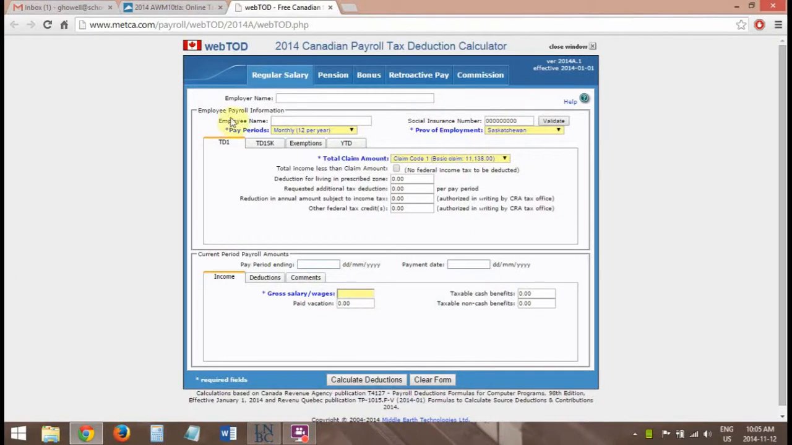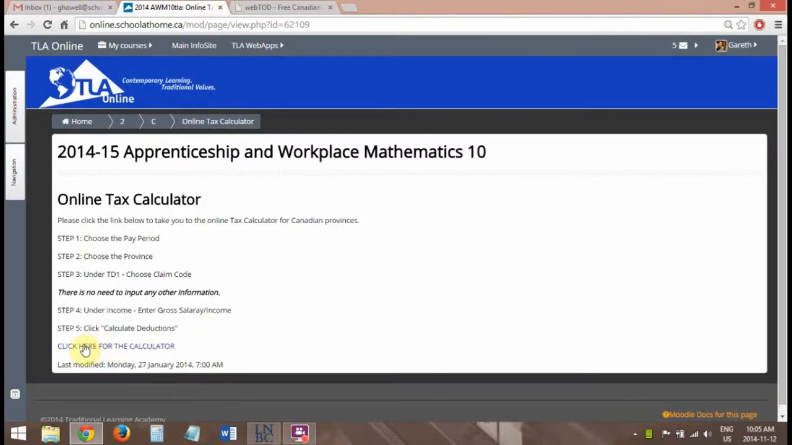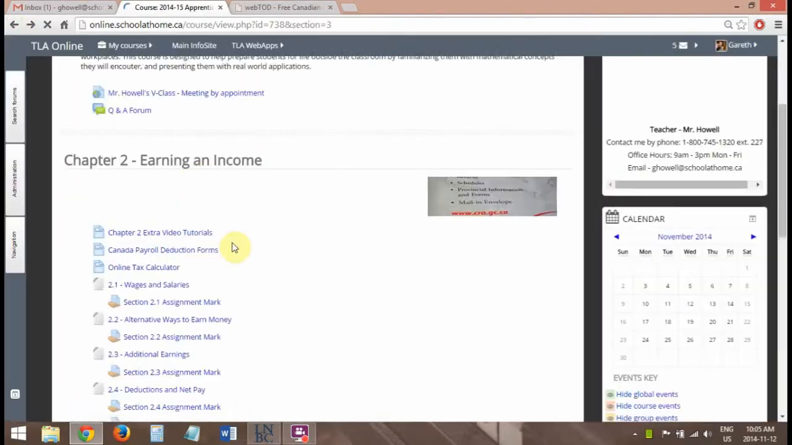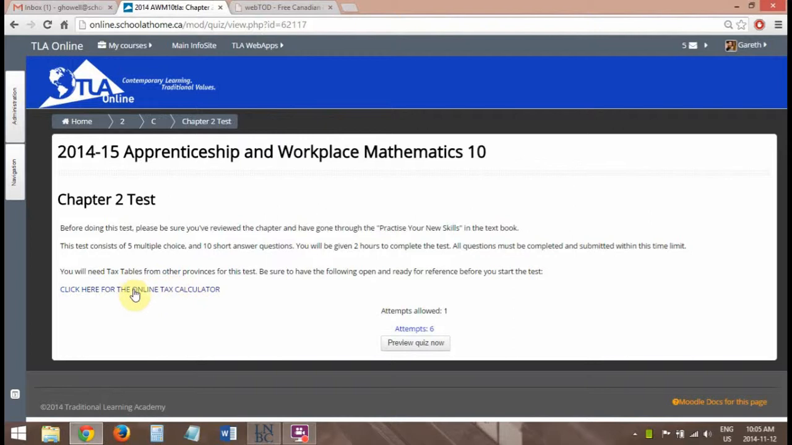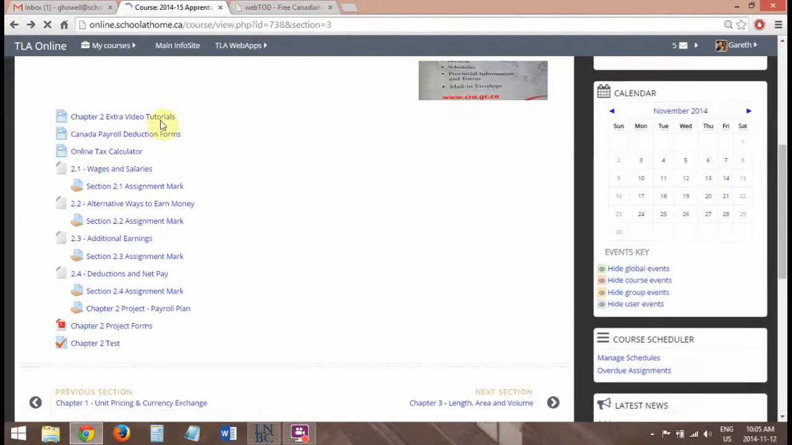Alright, so this is the online tax calculator. This comes up when you click on the link for the calculator, as well as the link that is included in the test as well. So when you go into the test, you'll see also the link for the calculator, and I think I also included it in the questions that I asked for it.